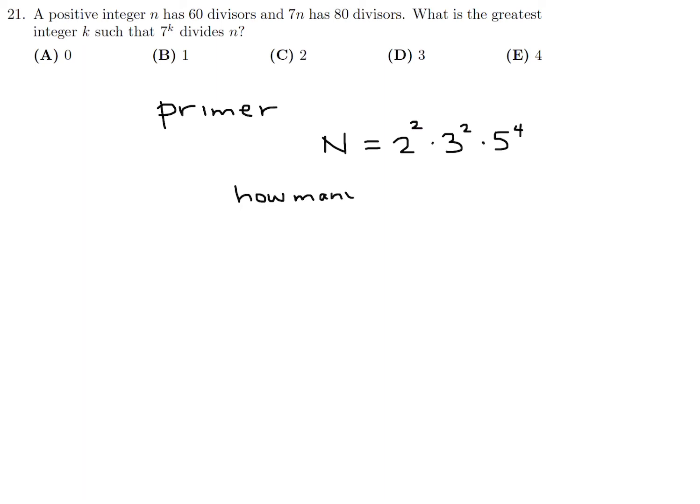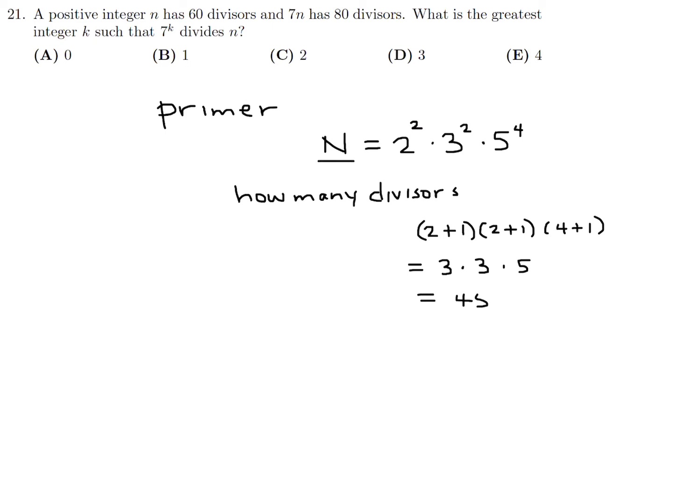Well, what you do is you take the exponents and you add 1. So you take this first guy and you add 1 to it. Then you multiply it by the next exponent plus 1. And then the next exponent plus 1. Like that. So this gives me 3 times 3 times 5, which is 9 times 5, which is 45. So this number n has 45 divisors.